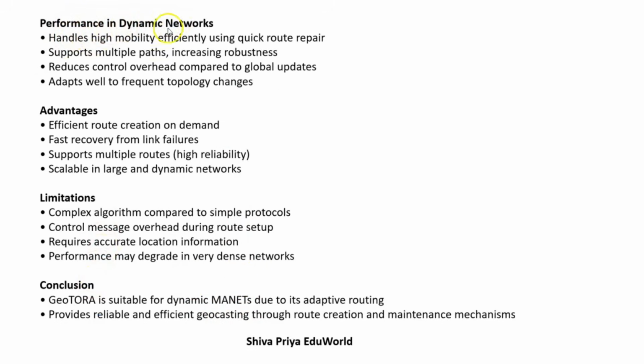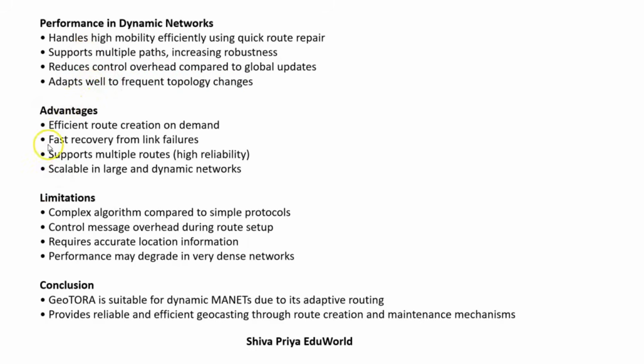It handles high mobility efficiently using quick route repair. And it supports multiple paths, increasing robustness. It doesn't follow only a single path; it will follow multiple paths so that it can increase the robustness. And it reduces the control overhead compared to global updates, which is the biggest advantage I can say, and it adapts well to frequent topology changes as well. These are all the advantages.